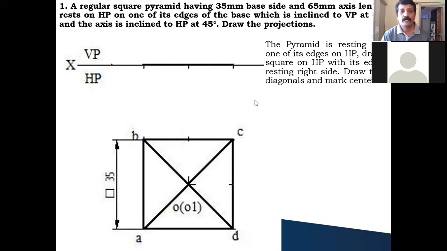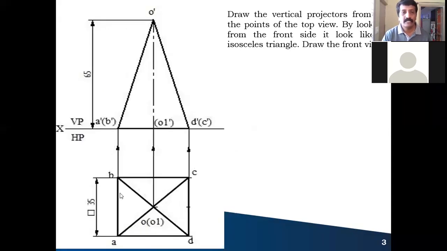From this point, you draw the vertical projectors like this. See, you can draw the vertical projectors like this from all the 3 points. And from here, on the XY line, you take what is the axis height he has given? 65 millimeter, correct? You take 65 millimeter from here, draw one horizontal line, or else from the center.